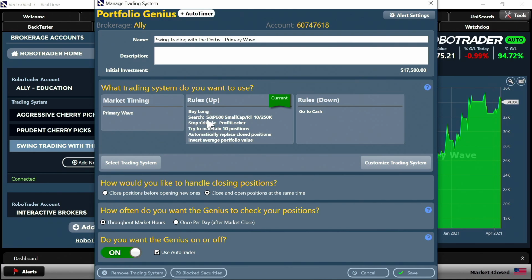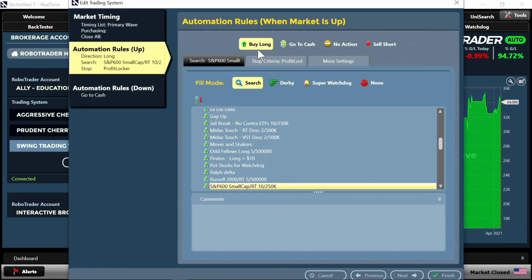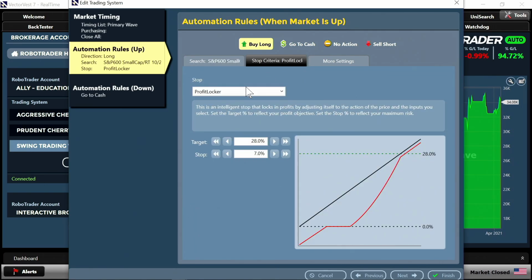In an up situation, as I mentioned, we're long the S&P 600 small cap divided by RT, and we use the $10 price minimum and the 250,000 minimum average volume. So we had to take the existing search in VectorVest, tweak it just a bit, and then select it to make sure we're getting the right stocks. From there, if I customize a little further, you're going to see on our stop criteria, here's Profit Locker. Remember, we're using 28.7: 28 target, 7 loss.